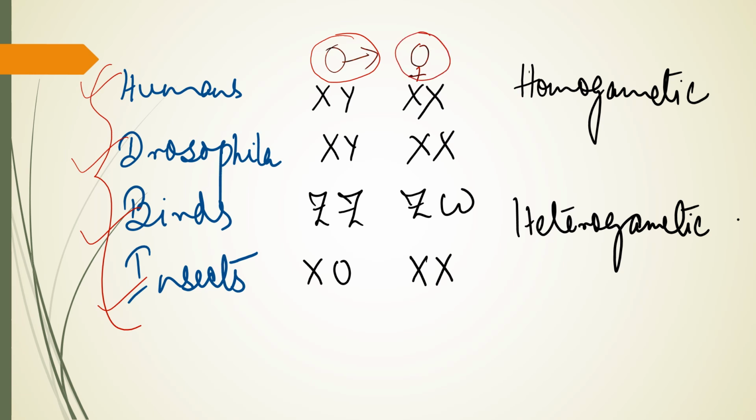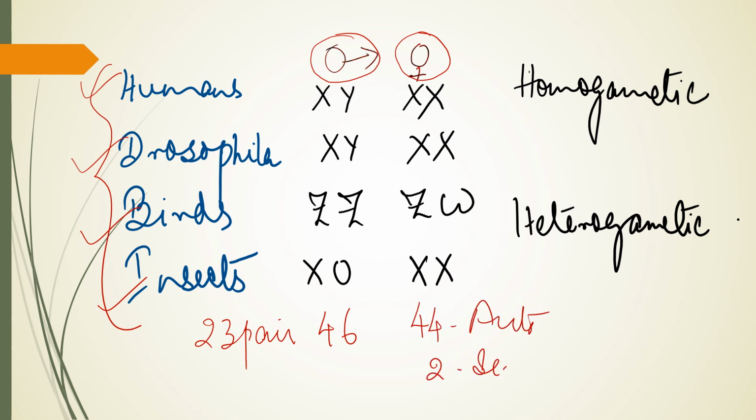So we all know that we humans have 23 pairs of chromosomes, that is 46 chromosomes, right? Out of which 44 are autosomes and 2 are sex chromosomes, right? These 2 sex chromosomes are also called allosomes. Is it clear? So it is called allosomes and these 44 are called autosomes. These 2 chromosomes help us to determine the sex of a person, whether it is a male or a female. So in humans, male carries X and Y, whereas female carries both X chromosomes, right?